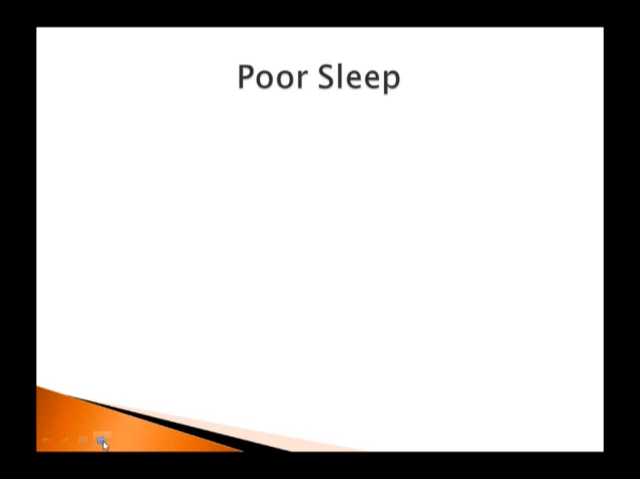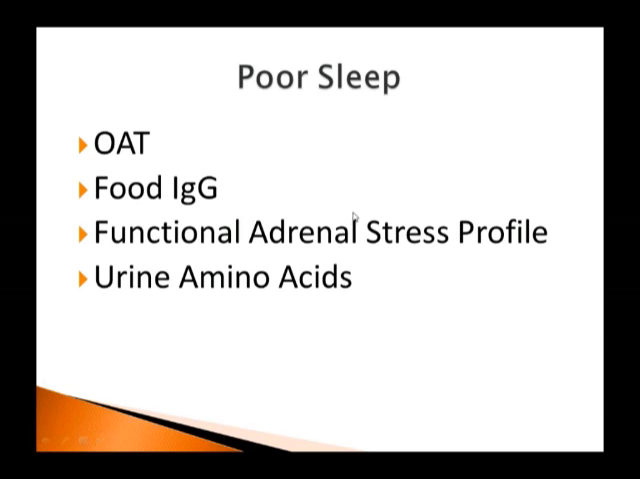They certainly could be a trigger for reflux, which could cause poor sleep. Functional adrenal stress profile testing is important. Many people with adrenal exhaustion tend to get a second wind at night where their cortisol levels are high. And when cortisol levels are high at night, that can inhibit the brain from turning off. And so that's important because there are some things you can do to help lower nighttime cortisol.